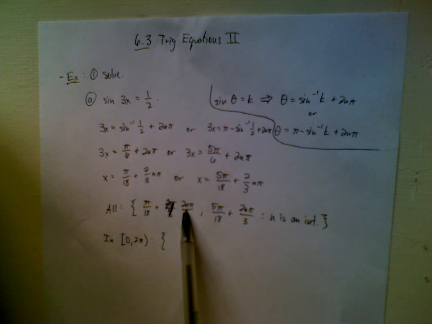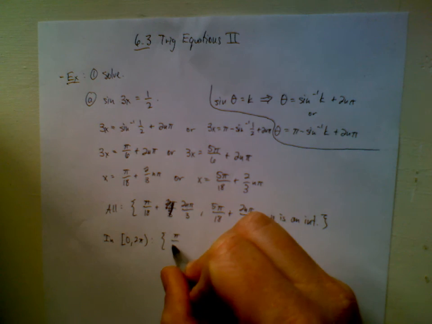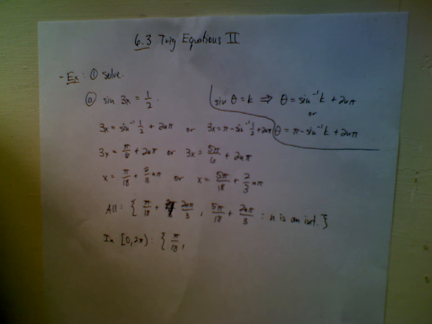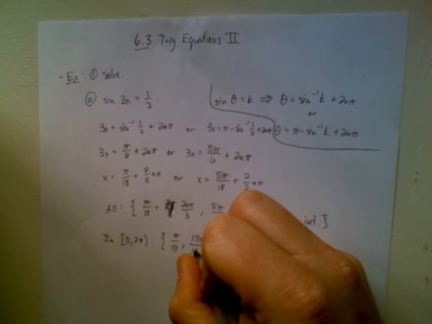If I plug in 0 for n, this whole term just goes away and I get pi over 18. That's definitely within the interval, so that's one of my solutions. If I plug in 1 for n, I get pi over 18 plus 2 pi over 3. So I'm just going to use my calculator instead of thinking about getting common denominators and all that stuff. So pi over 18 plus 2 pi over 3 is 13 pi over 18.